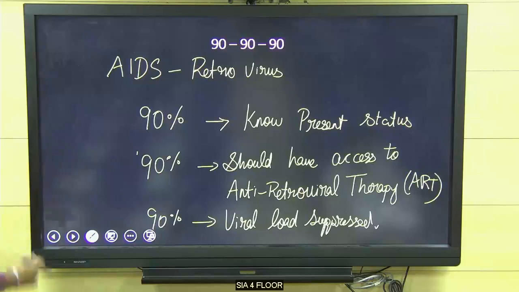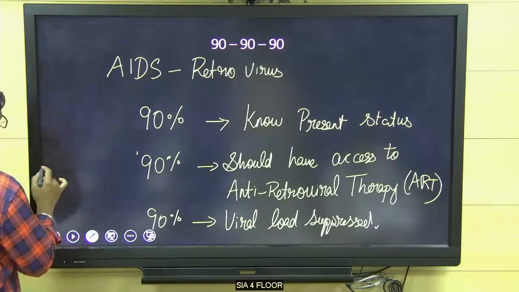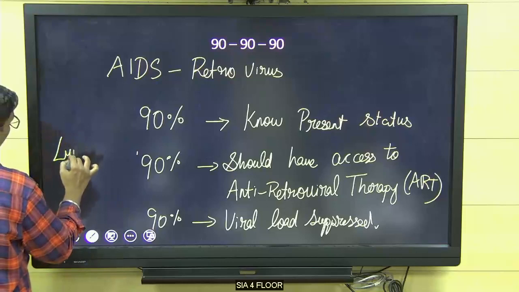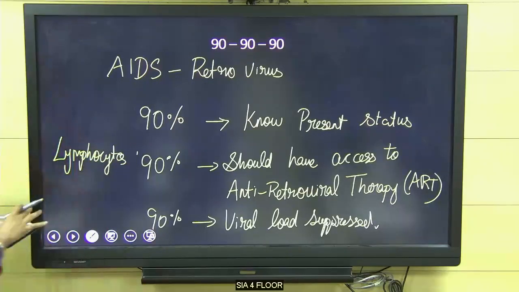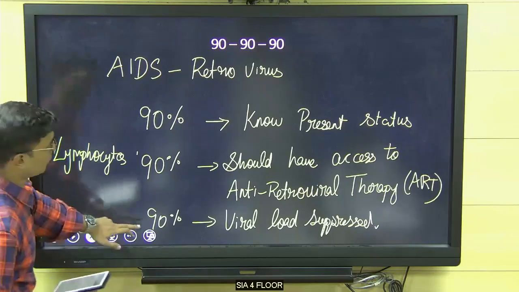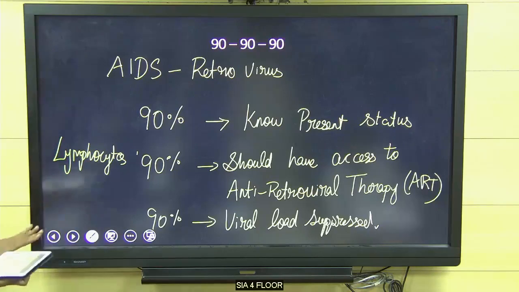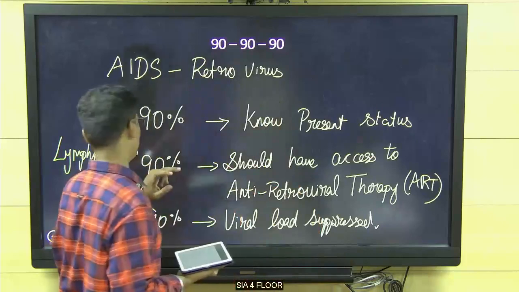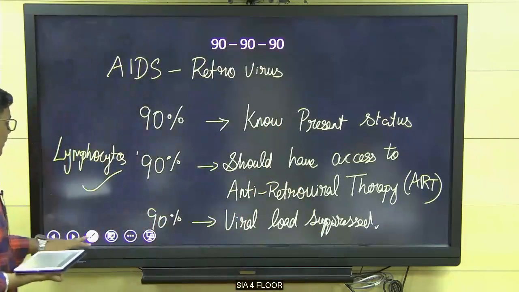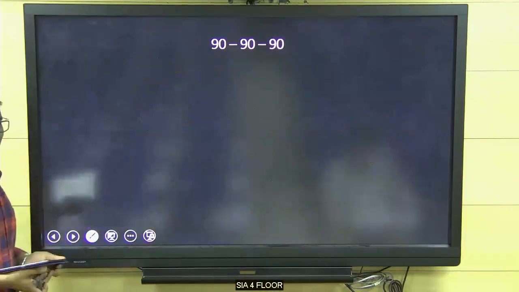So this retrovirus affects lymphocytes. Lymphocytes are destroyed. Is it possible to cure AIDS? It's not possible to cure AIDS because you could see 90% of people should have viral load suppressed, not eliminated. You can only suppress the viral load so that lymphocytes are produced again, but in the longer run the virus will not be destroyed. It will still stay in the system, but in an undetectable way.